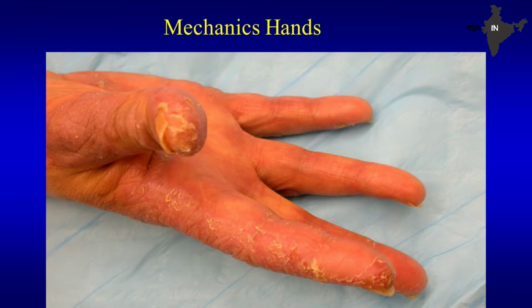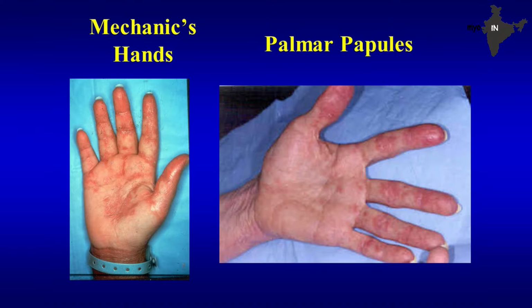Mechanics hands is scaling along the sides of the finger and sometimes extending onto the palms. There can also be erosions in that area, and there's an increased association with ILD. This is looking at mechanics hands again and palmar papules on the right, which can be seen in association with MDA5, along with other types of antibodies seen in dermatomyositis as well.